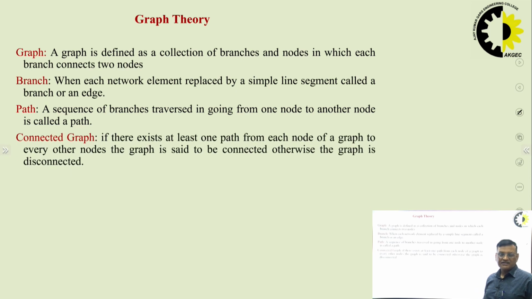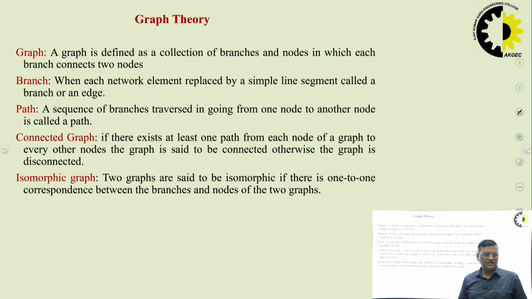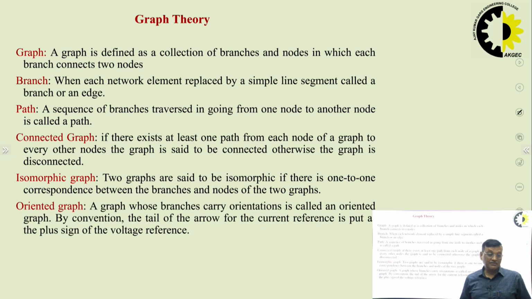Then what is a connected graph? If there exists at least one path from each node of a graph to every other node, the graph is said to be connected, otherwise disconnected. Then what is an isomorphic graph? Two graphs are said to be isomorphic if there is a one-to-one correspondence between the branches and nodes of the two graphs.